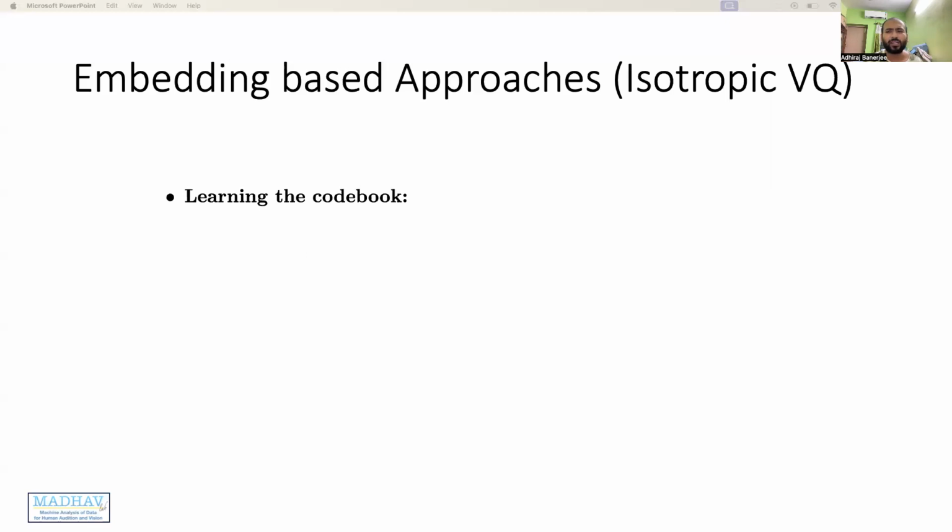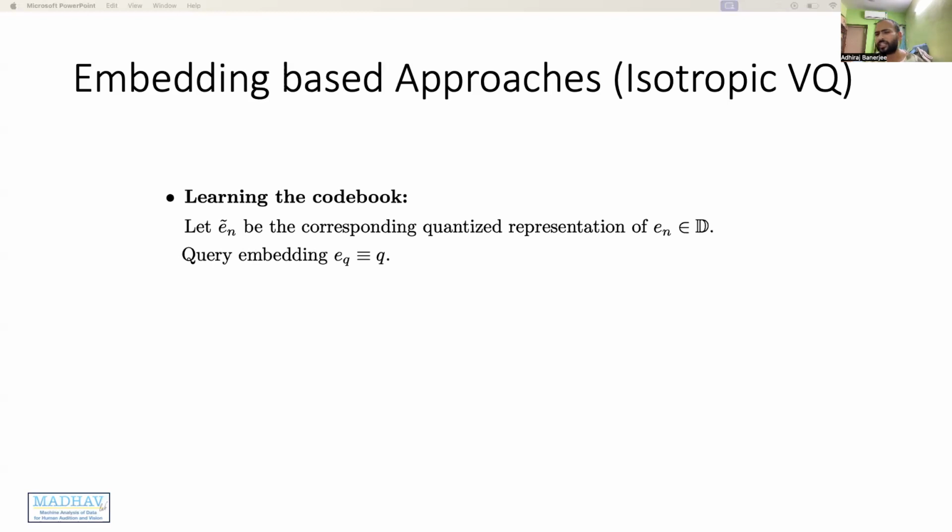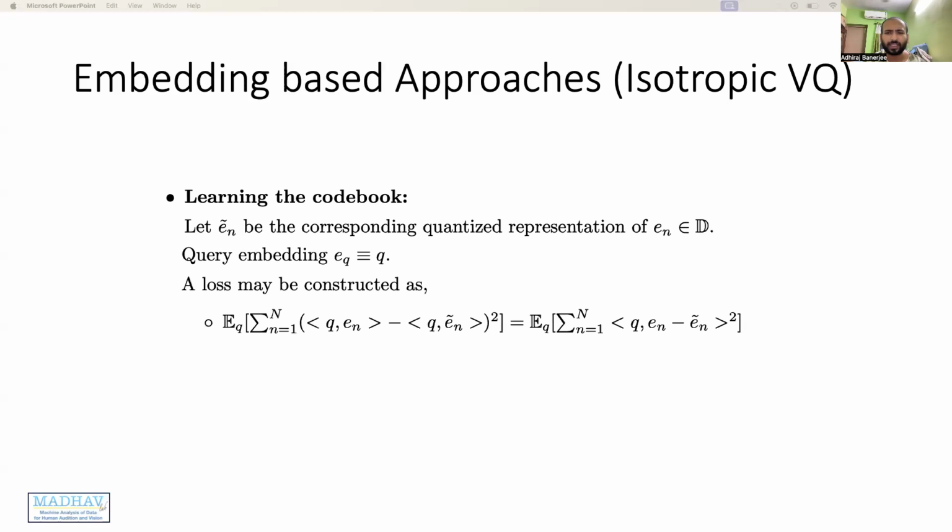Now let's see how we can learn the codebook. Let Ẽn be the corresponding quantized representation of any embedding En in the database. For notational convenience, we write the query embedding EQ as Q. We can construct a loss, which is an expectation over the sum of squared error between the inner product of the query with each embedding in the database and the quantized representation corresponding to those embeddings.